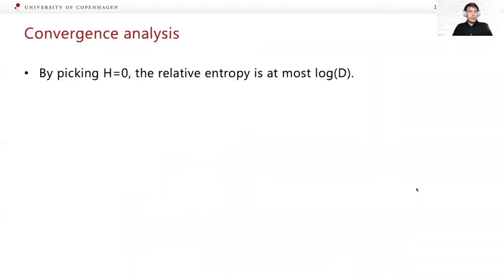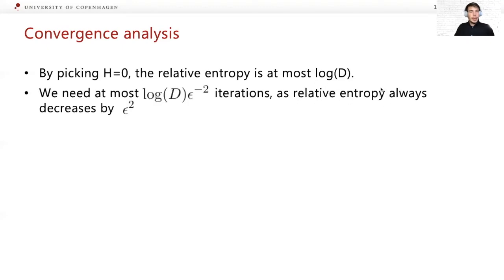Well, let's analyze the convergence. As I mentioned before, we picked the maximally mixed state as the initial state. So the initial relative entropy between the target state and our initial guess is at most log of the dimension. And recall that every time we find a way of distinguishing our target state and the guess, we decrease the relative entropy by a factor of epsilon squared. So as the relative entropy is always positive, this shows that the number of iterations we need to perform is at most log d epsilon to the minus 2, because then the relative entropy is essentially 0.